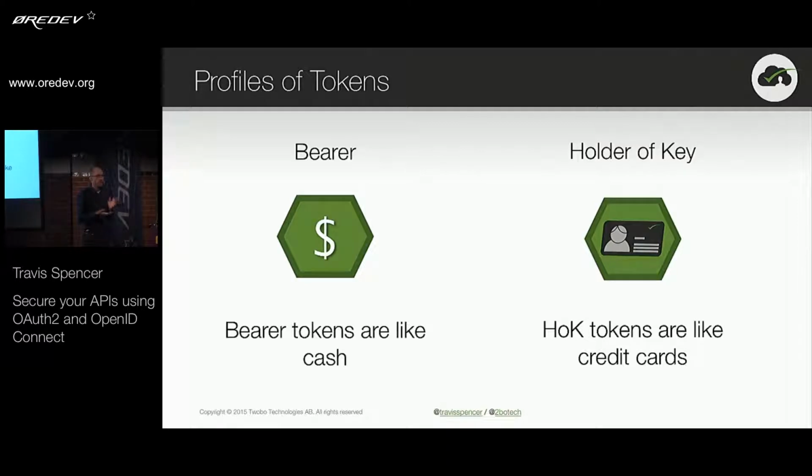So the holder of key tokens are tying the token to whom the user is issued to the one who's presenting it. So you're presenting that Visa card or that MasterCard, and you weren't issued that card. So we can do that sort of thing as well with OAuth and OpenID Connect. This, by the way, is happening in a supplementary protocol called token binding.